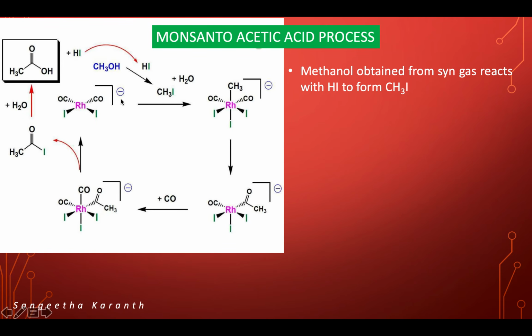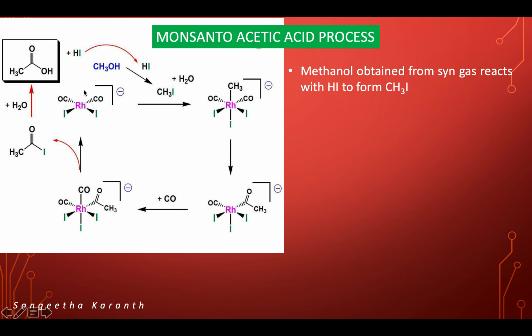So next step, what happens? Just by seeing this you can tell me. See, CH3, there is I, the CH3 and I is added to this. In the previous method also we have seen, whenever a molecule is split and added to the central metal, the coordination number as well as the oxidation state of the metal increases. So this is called oxidative addition. The same thing is carried out here. CH3I, methyl iodide, is added by oxidative addition to this catalyst.